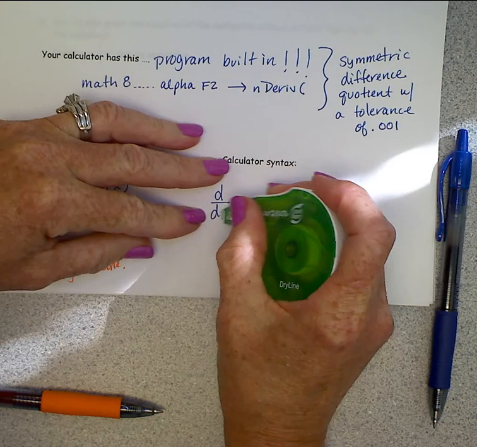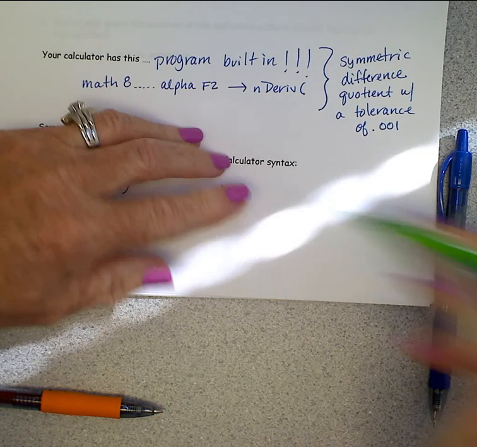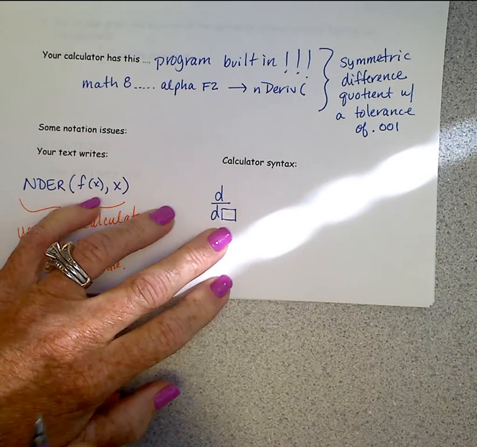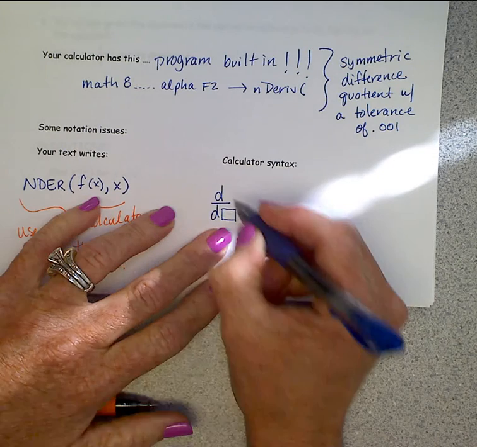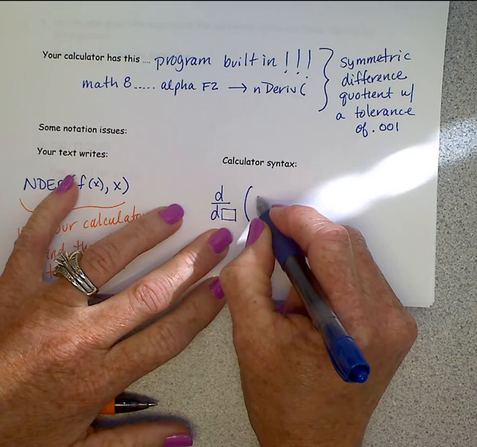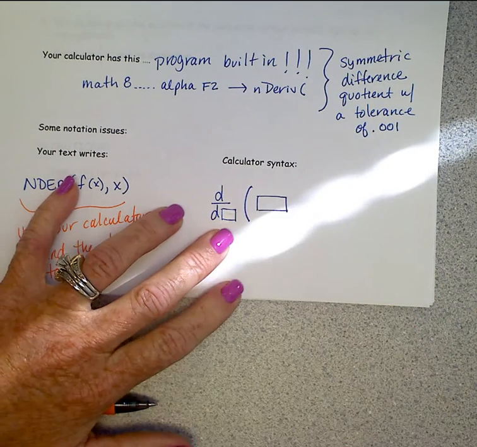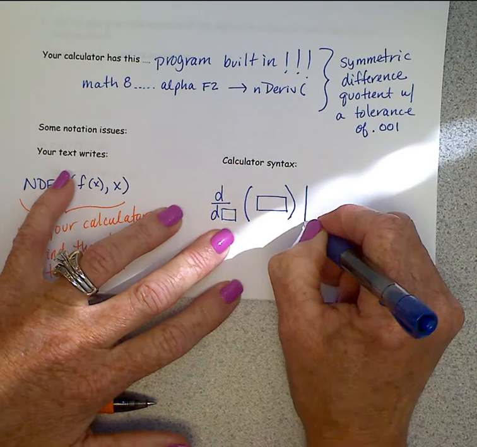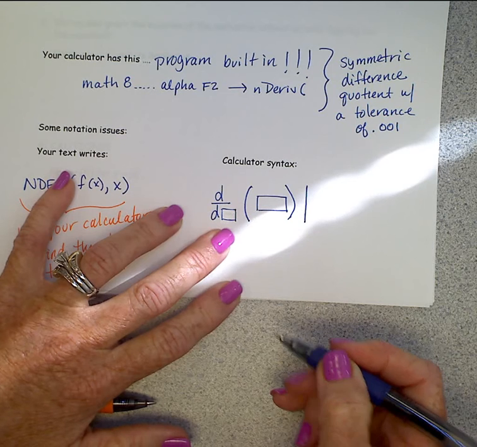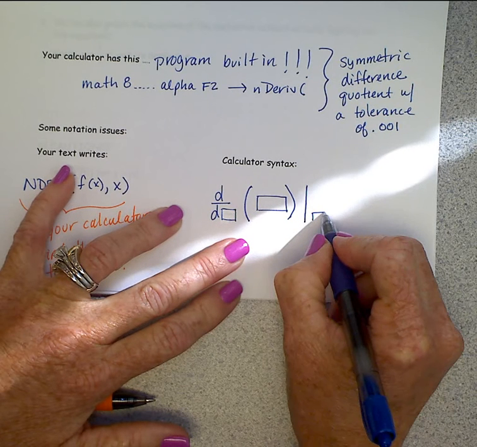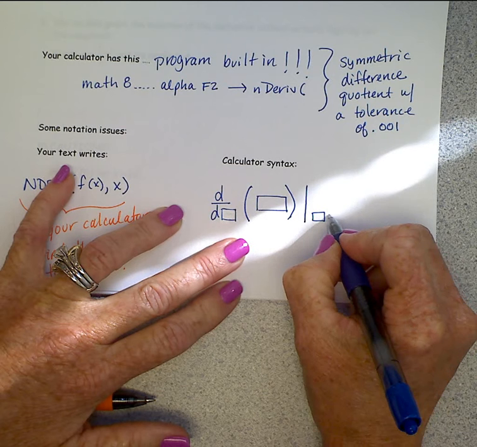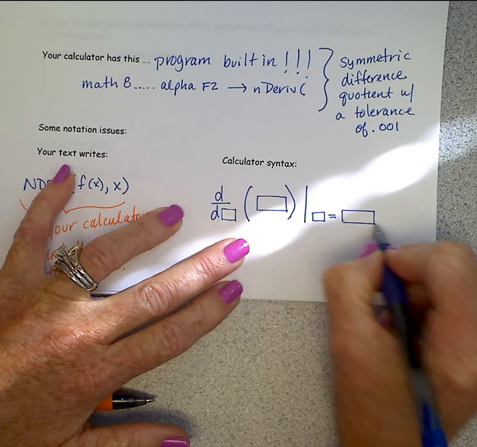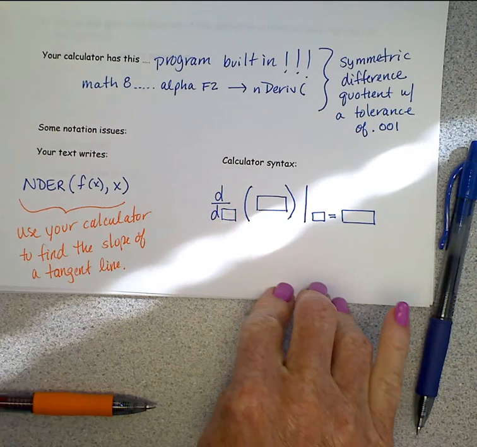When you type it up on your calculator screen, it doesn't look like d/dx right away. It looks like this: d d, and there's a box here that you're going to fill in, and then parentheses. And then there's another box in here that you're going to have to fill in. And then there's going to be a big long vertical line. And then you're going to see a little box over here and an equal sign, and then another box over there. Let's just double check that that's what you see.